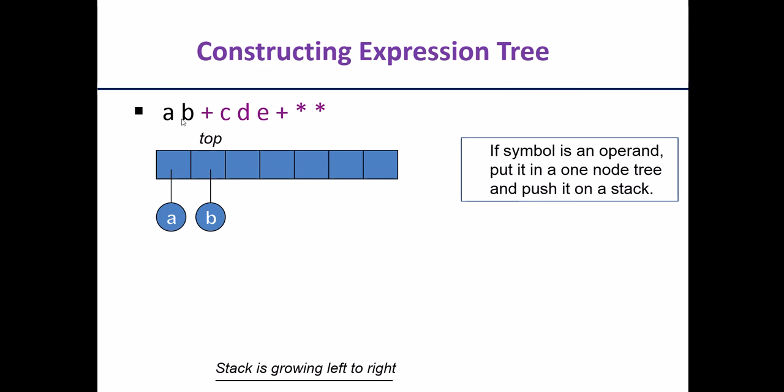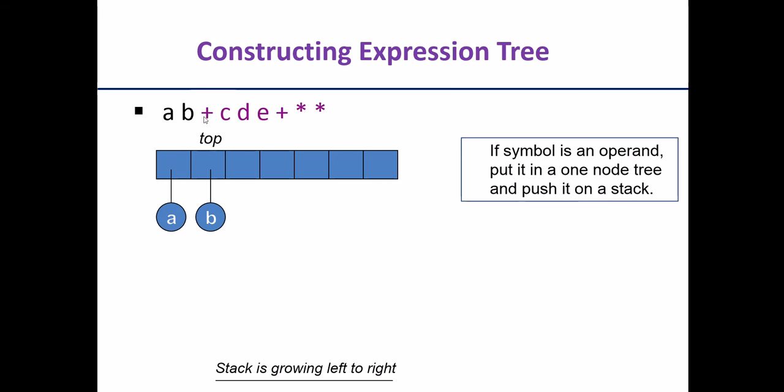So we will read first A, and then we will see if the symbol is an operand. That means A is an operand. We will make a node, and this node is pushed on the stack. Then we will read the next character. It is again an operand symbol, so we will make a node and push it to the stack.